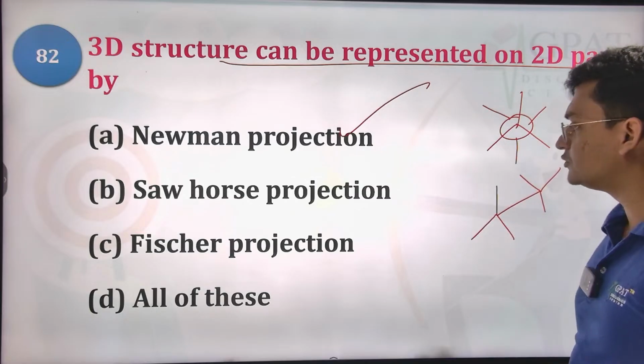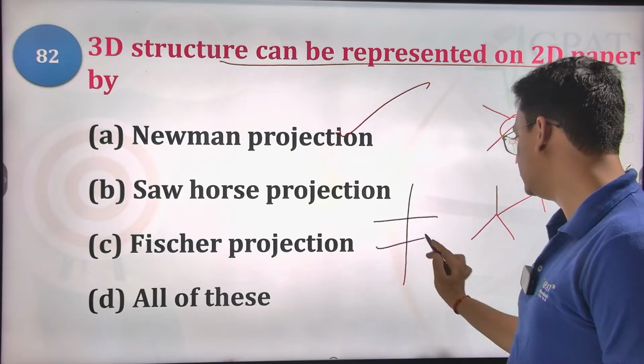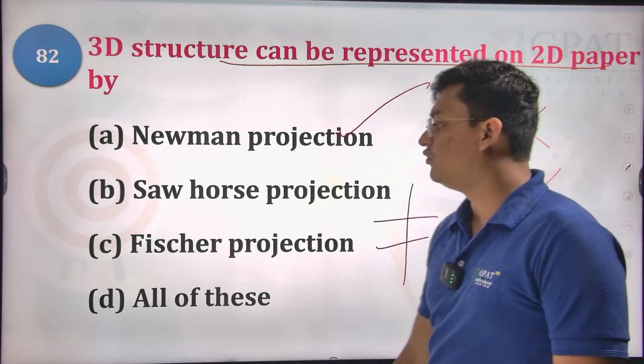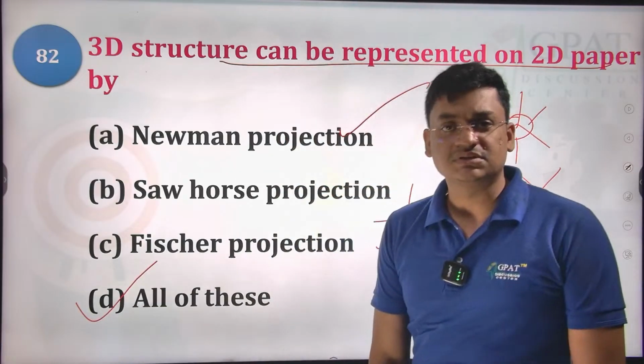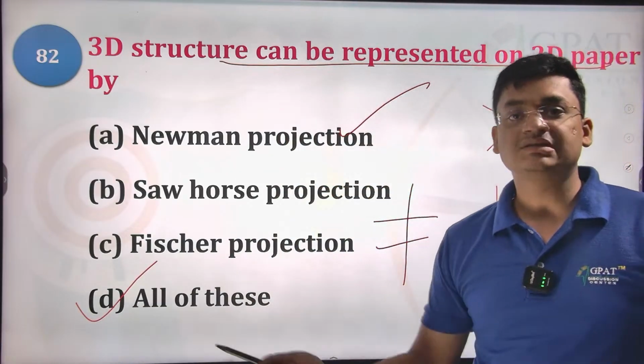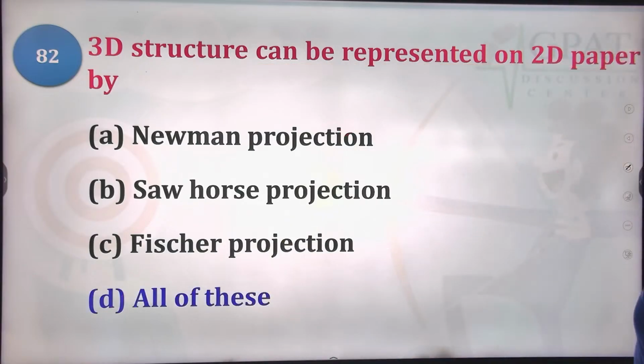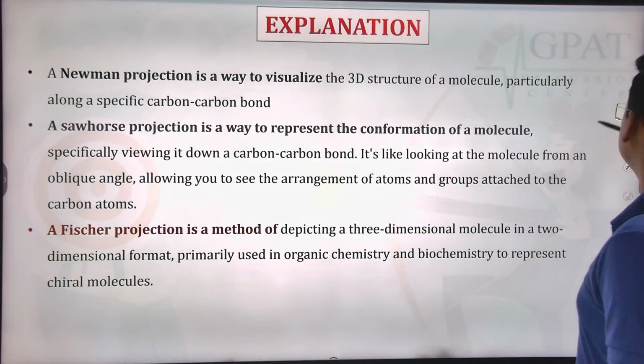This is like Sohor's projections and the Fisher projection. This is all about the Fisher projection. All of these projections are useful for the representation of carbons on paper. That is, a 3D structure on a 2D paper is possible by these 3 conformations.